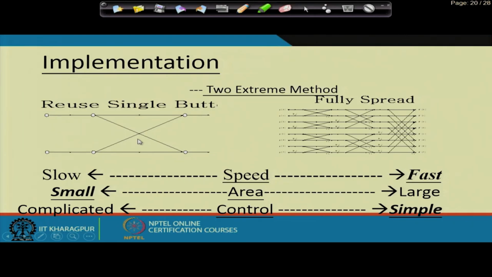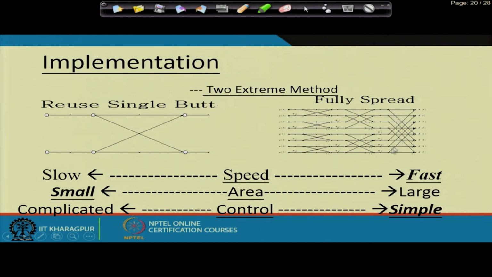The inputs are basically time multiplexed, but when we reuse one single butterfly, the controller should be designed in such a way that at each stage we consider very carefully what the corresponding inputs to this particular node will be. That is why the controller of this block will be much more complicated.